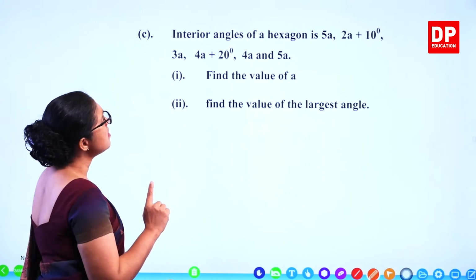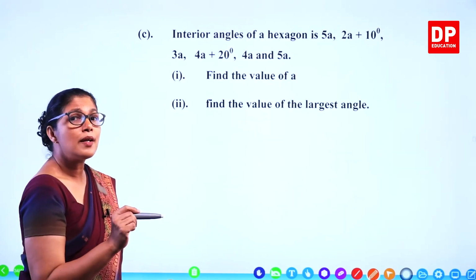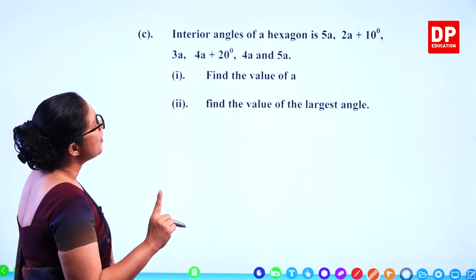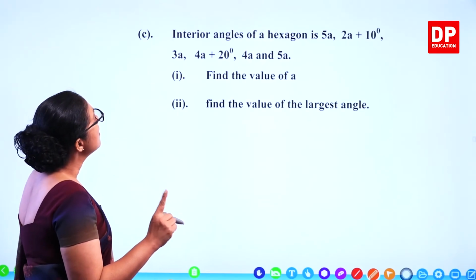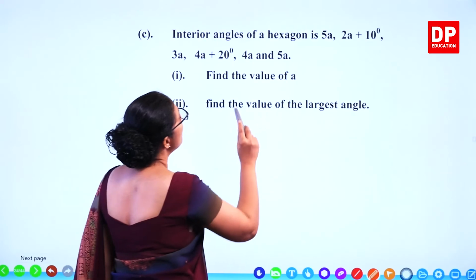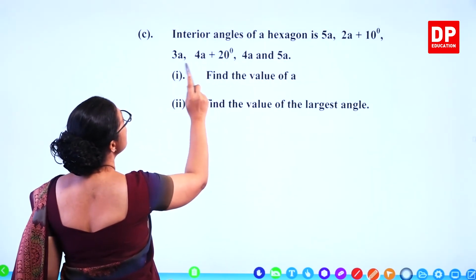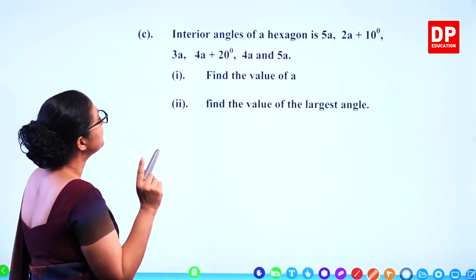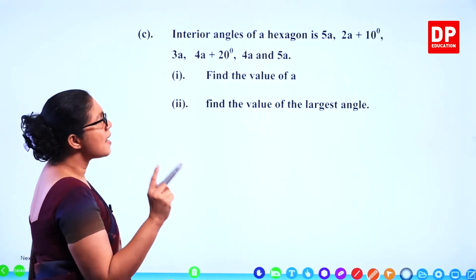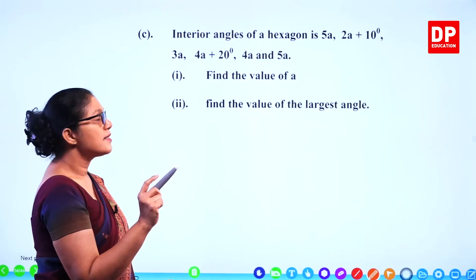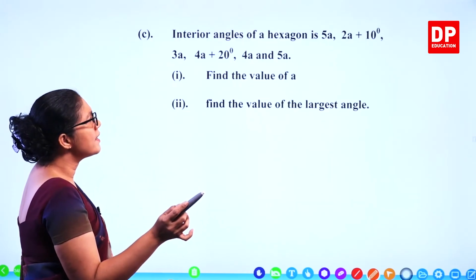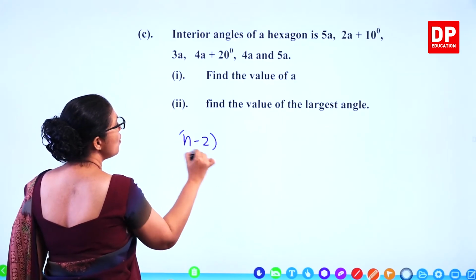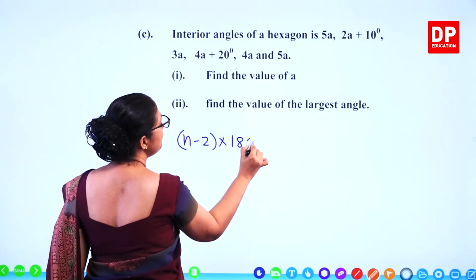Part C, interior angles of a hexagon. Hexagon means 6-sided polygon. 5A, 2A plus 10, 3A, 4A plus 20 and 4A, 5A. 1, 2, 3, 4, 5, 6. Find the value of A. What's the sum of interior angles of any n-sided polygon? What's the formula? N minus 2 into 180.